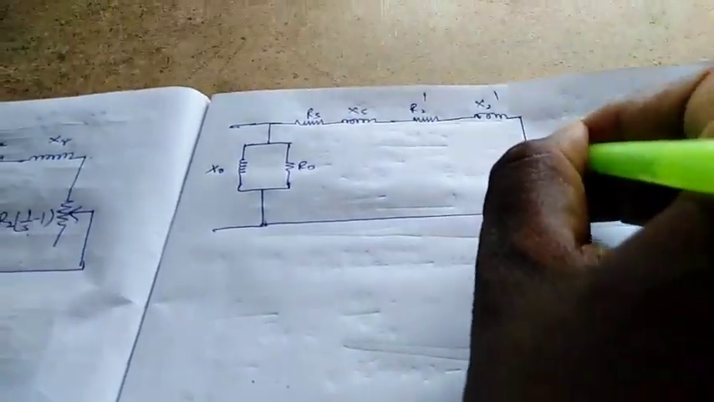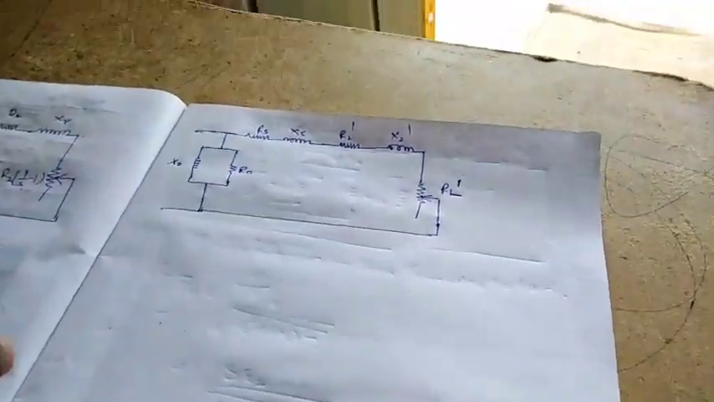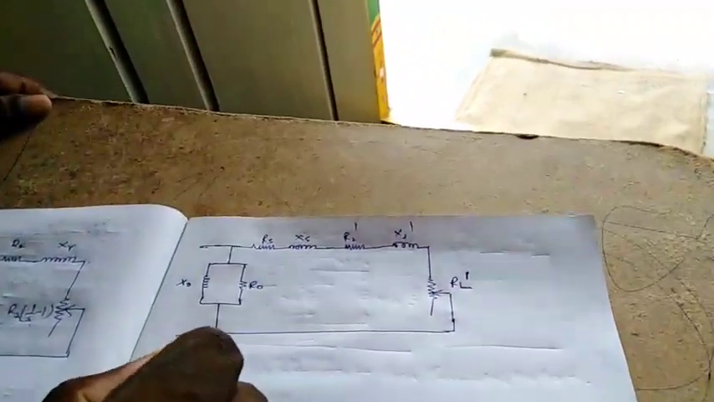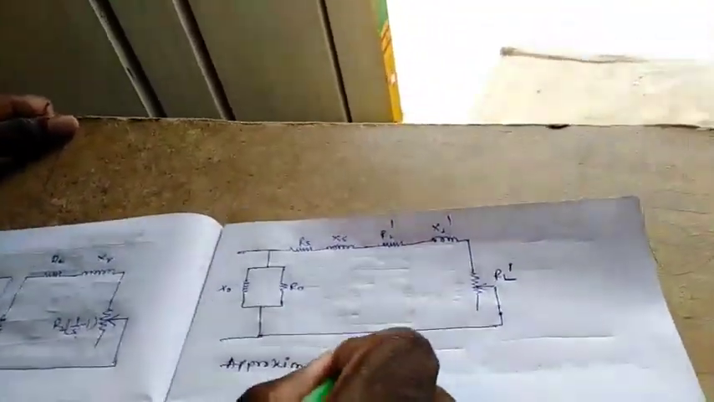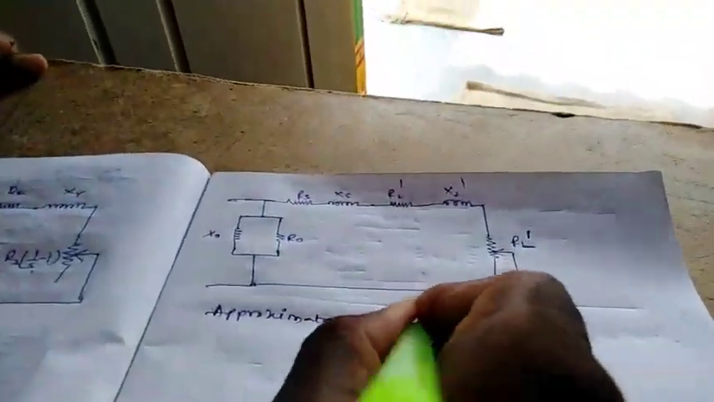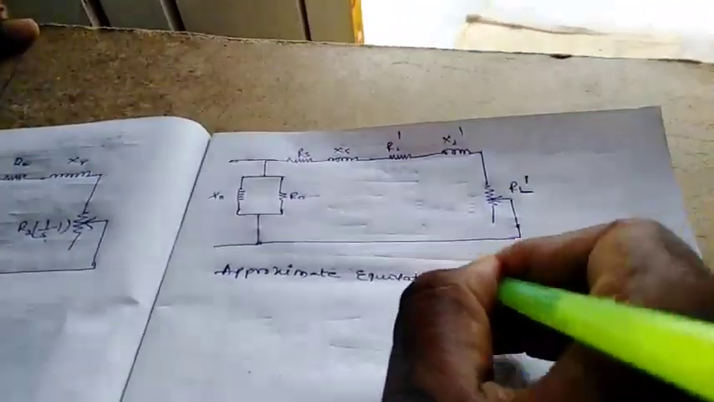This is X naught, R naught, RS, XS, R2 dash, X2 dash. This one is RL dash. This is the approximate equivalent circuit.